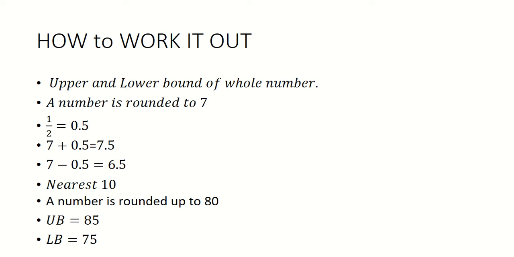So second question, a number is rounded to 80. What is the upper bound? What's the largest number possible, and the smallest number possible, that will round to 80? Because it's rounded to the nearest 10, you divide 10 by 2, you get 5. Upper bound would be 85 because you add 5 to it. Lower bound would be 75 because you take away 5. And based on this, you have now understood the trick.